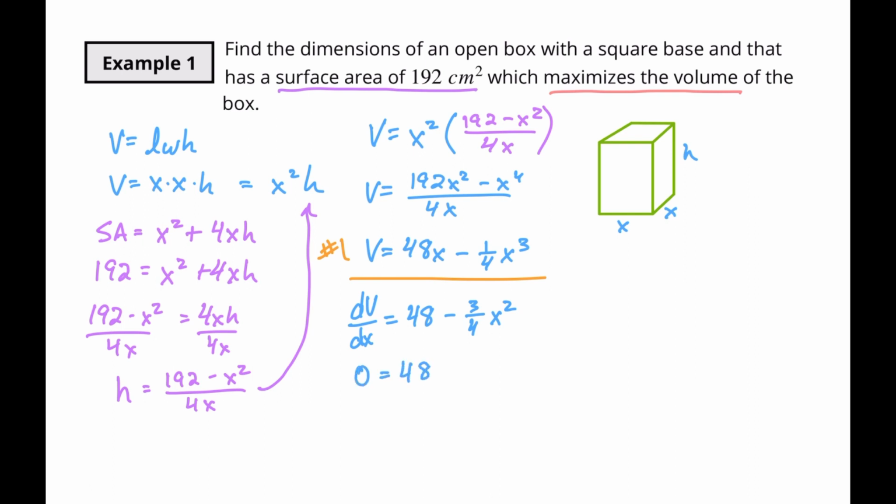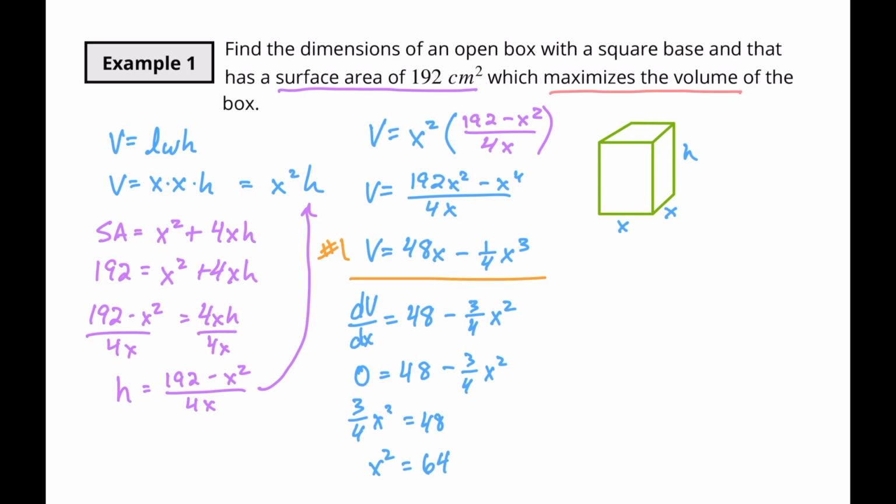So 48 minus 3/4 x squared equals 0. If I add 3/4 x squared to both sides, 3/4 x squared equals 48. Let's get x squared by itself. When we multiply both sides by 4/3, we're going to end up with 64. Check that on your calculator, make sure I didn't do anything wrong there. Now when I take the square root of this, I'm going to get x equals plus or minus 8. This was all step number 2.